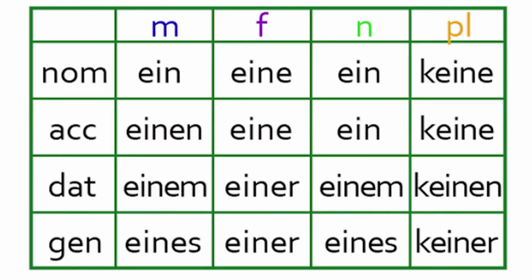So we are going to learn now the table of A. Again, masculine, feminine, neuter, plural, nominative, accusative, dative, and genitive. So repeat after me. The rules are the same. Here we have plural like Kinder. So we can understand that A doesn't have a plural form. So here is kein. Okay, the endings are the same.